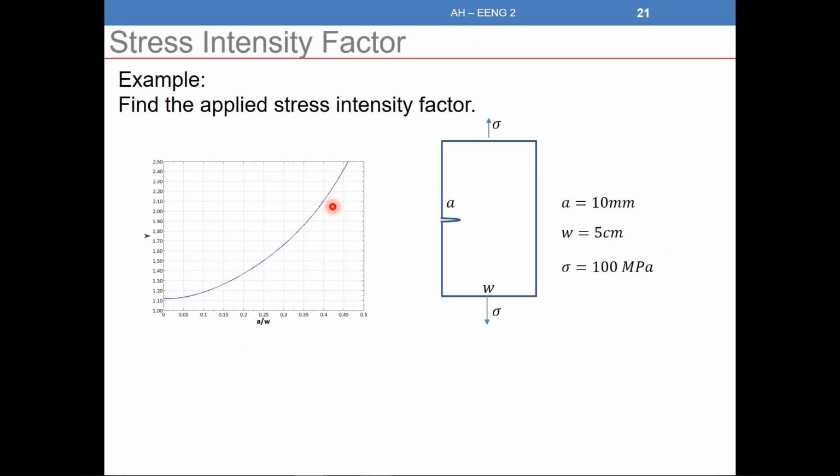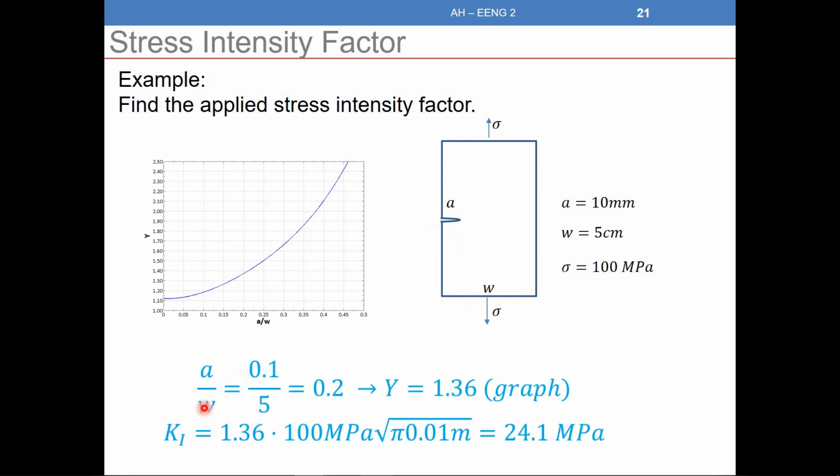For example, this is an example here. Find the applied stress intensity factor. We have the applied stress is 100 megapascal, a is 10 millimeters, and W is 5 centimeters. So a here is the size of the crack on the edge crack, and we have the width is 5 centimeters. So here we apply the formula.